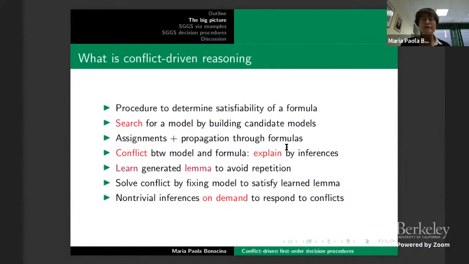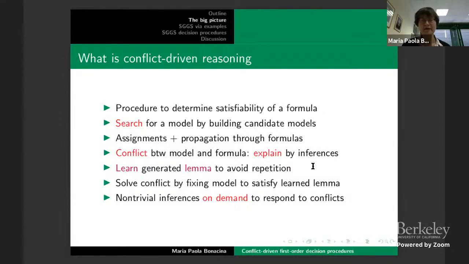Now, what is conflict-driven reasoning? In this audience and in this workshop, we know this pretty well, but let's remind ourselves of the general paradigm. The idea is that we have a procedure to determine the satisfiability of a formula. This procedure searches for a model by building candidate models. A model is typically represented by a series of assignments, and assignments are propagated through formulas in order to get what are the logical consequences of these assignments. And this propagation usually is something fast.